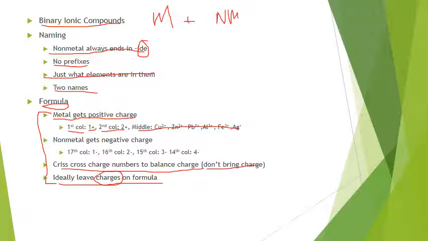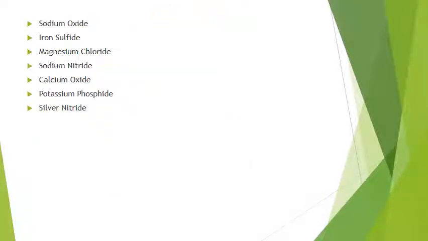So let's go over the ones on quiz 5, names to formulas, the ones where I gave you the name and you had to come up with the formulas. So these are sodium oxide, iron sulfide, which just about everybody got wrong, magnesium chloride, sodium nitride, calcium oxide, potassium phosphide, and silver nitride.